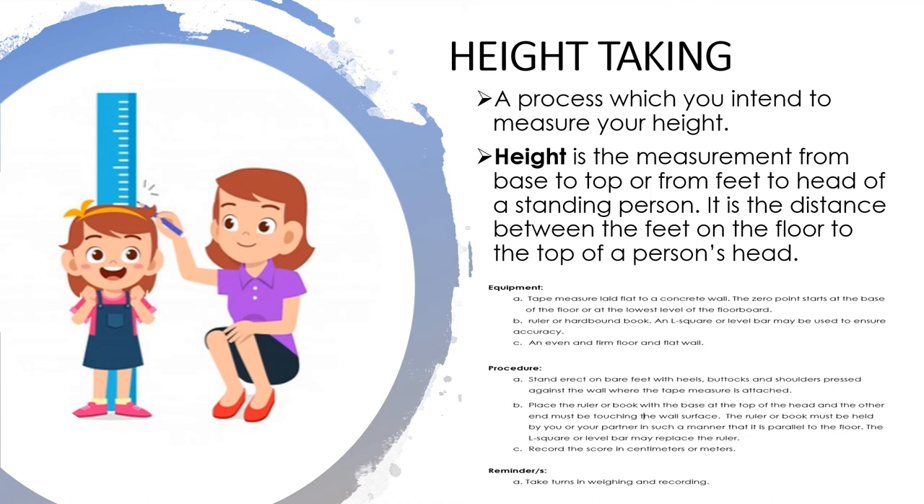Height taking. It is a process which you intend to measure your height. Height is a measurement from base to the top, or from feet to head, of the standing person. It is the distance between the feet on the floor to the top of the person's head. Height measurement can be done individually or with a partner for more accurate results. A tape measure, ruler or book, and pencil are used to measure a person's height. It is also best to perform the said activity with your back against a flat wall. A medical equipment that gives a more accurate measure of your height is called a stadiometer.